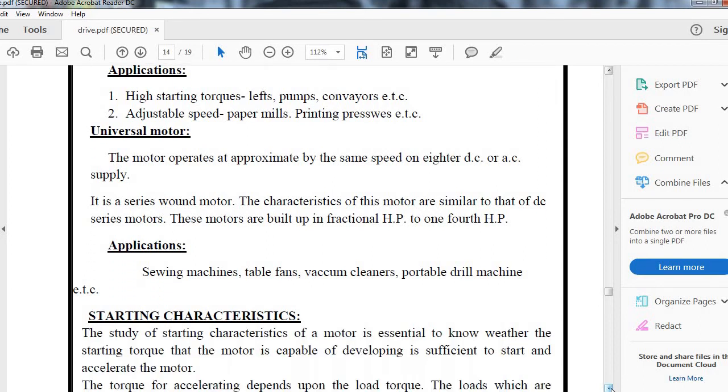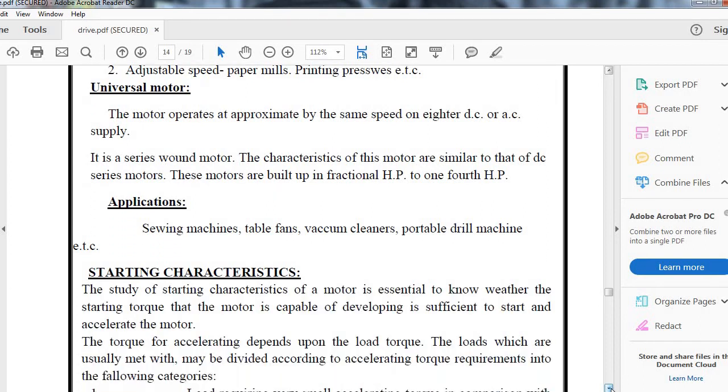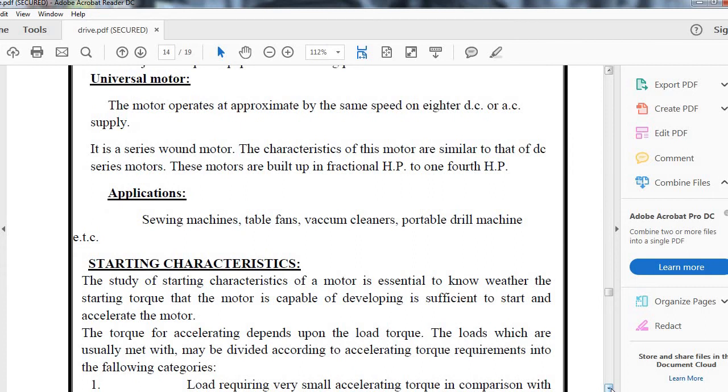Now we look at the starting characteristics. By studying the starting characteristics of a motor, it is necessary to know whether the starting torque that the motor is capable of developing is sufficient to start and accelerate the motor. The torque for accelerating depends on the load torque.